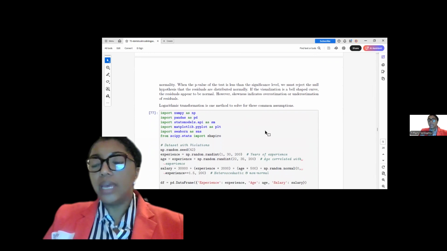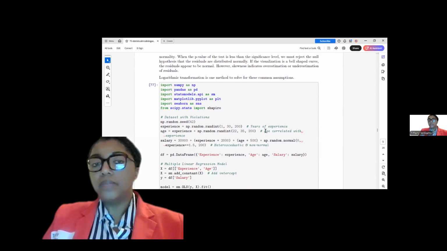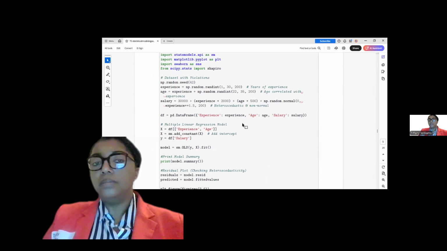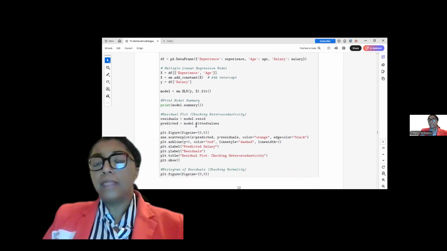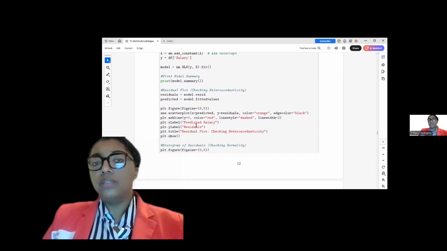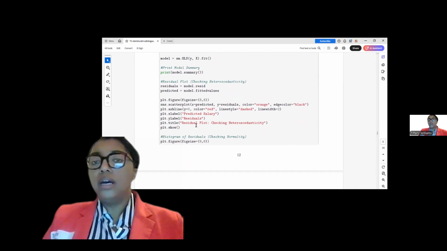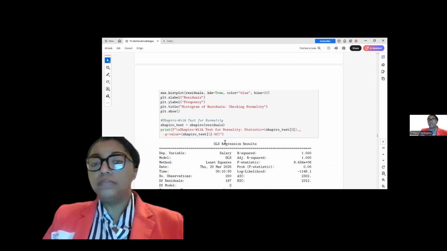So here I created a sample. I created a set of data here to make it heteroscedastic, based on experience, age, and salary. So experience and age are going to be our independent variables, with salary being our dependent variable. And we're going to check for heteroscedasticity, which I made sure that it did. And we're also going to see it visualized.